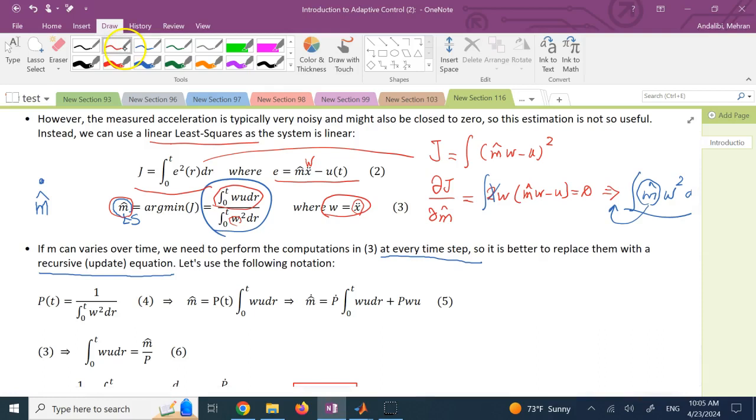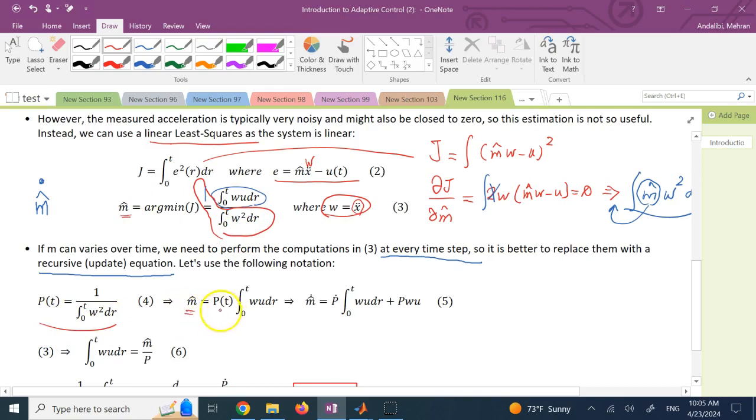This is the derivation part that I promised you. So you say, well, here we define this denominator, right? 1 over the denominator, this part. This can be written as that times 1 over denominator. This 1 over denominator, I call it P, if you don't mind. Then my m hat estimate is going to be P times the numerator, integral of wu. Correct? Now, I take a time derivative, which is what I want. So here I take a time derivative, and m hat dot is going to be here.